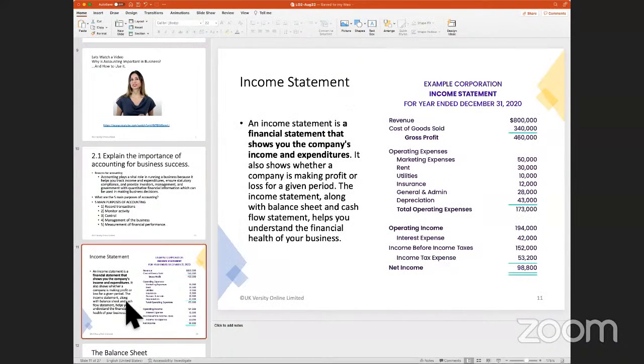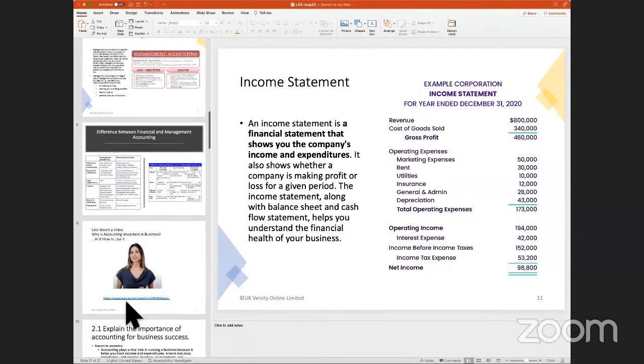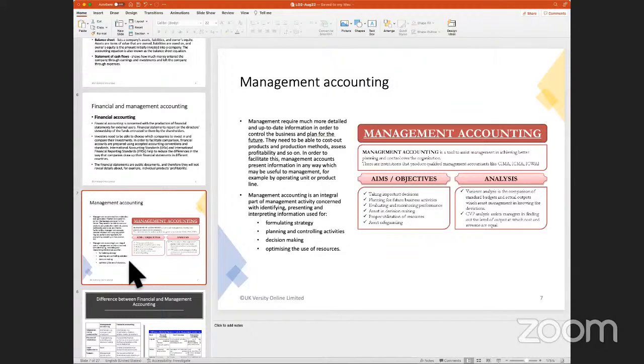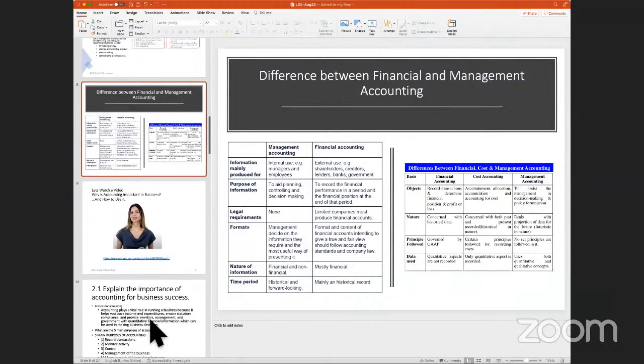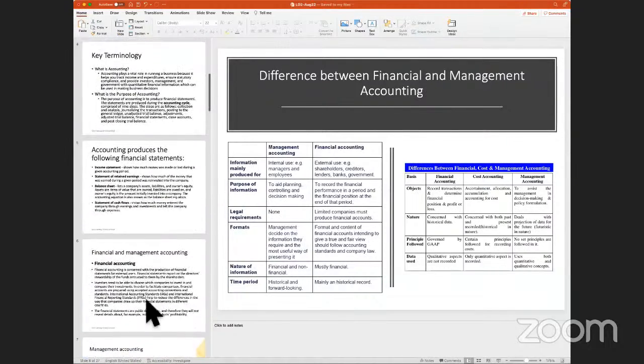Now, when we looked at that video, she was talking about different types of financial statements, which we have also discussed. And what I've done is dress up some of the slides by adding a few tables, which make it easier for you to understand what is management accounting, what is financial accounting, and what the difference between the two is. And then we talked about these financial statements.